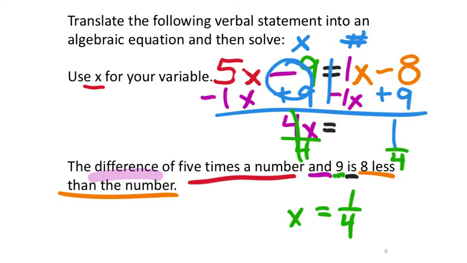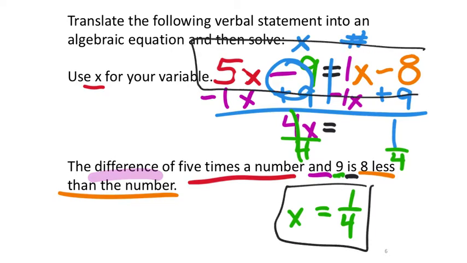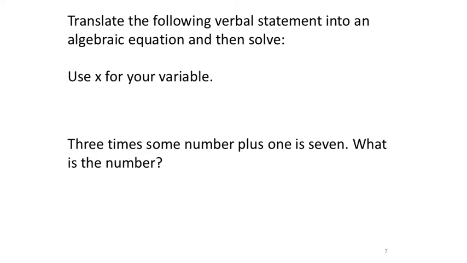But then again, there were 2 parts to this. Not only that x is 1/4 here, but also the original equation that we had written. All right, same thing on this one. We'll write the statement, the equation, and then we will solve for x. And we'll use x for our variable, no problem. 3 times some number plus 1 is 7. What is the number? So that's just, solve for x right here.